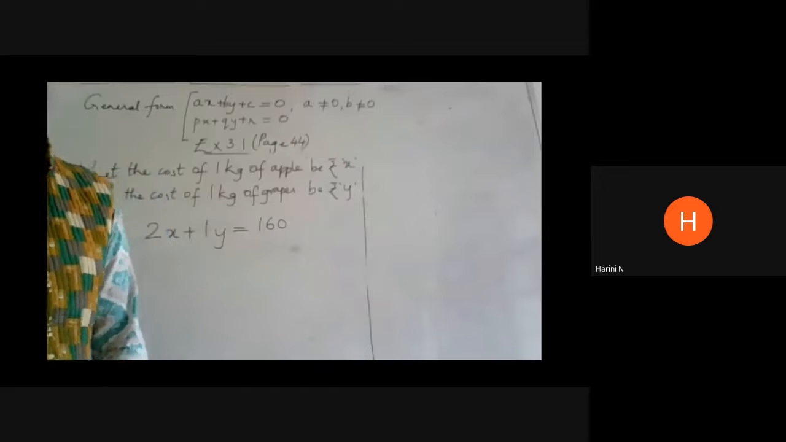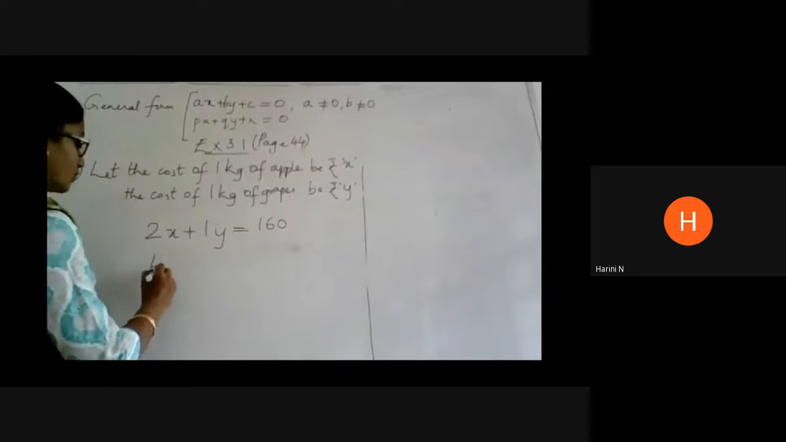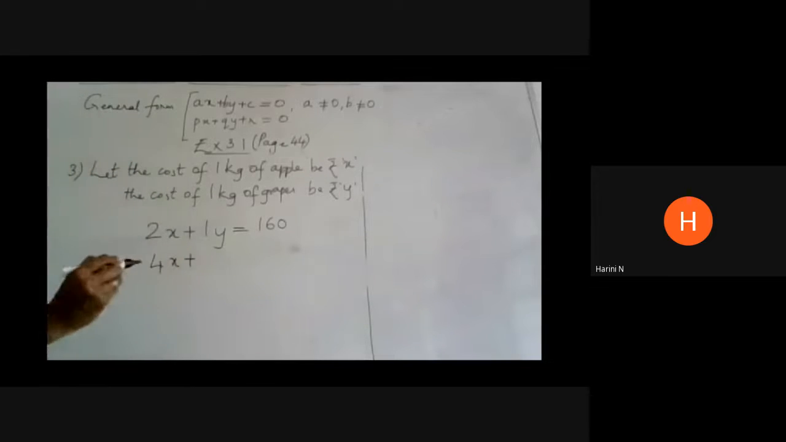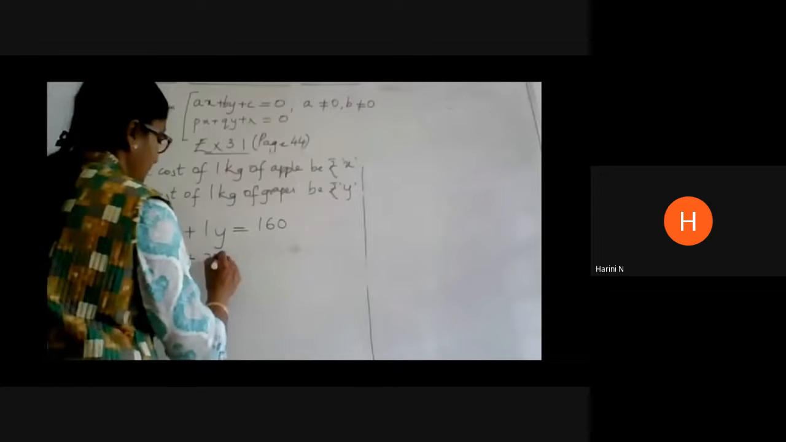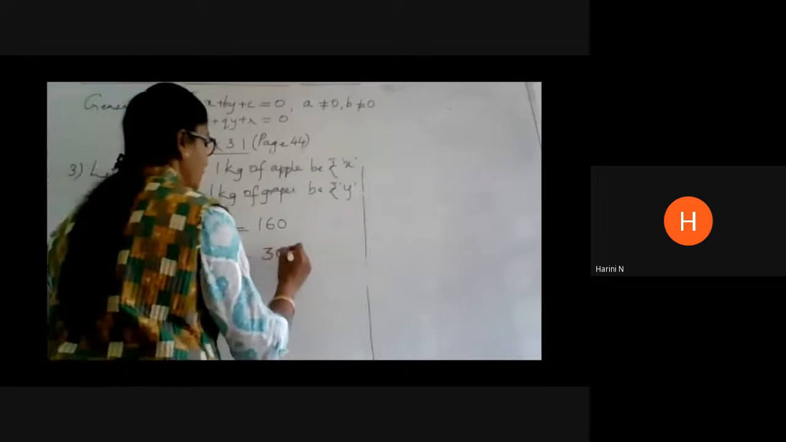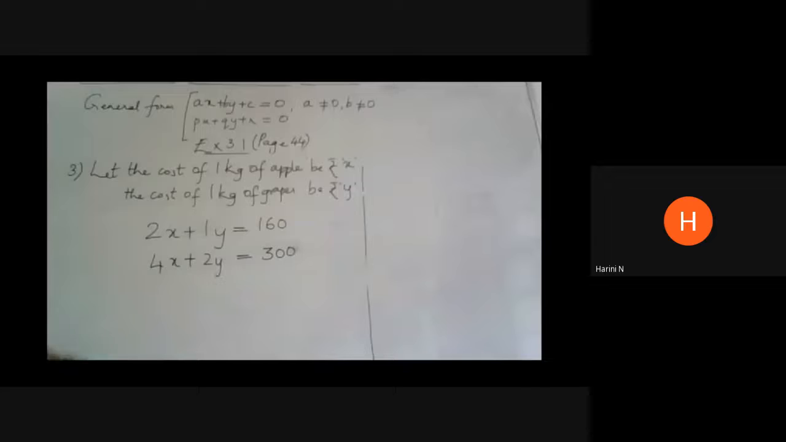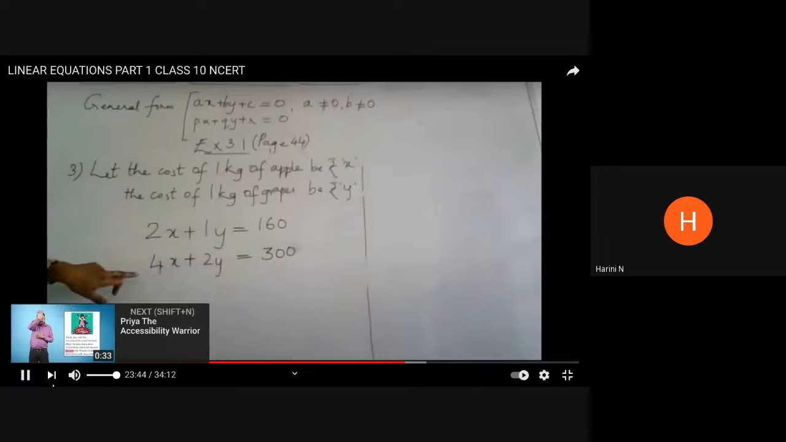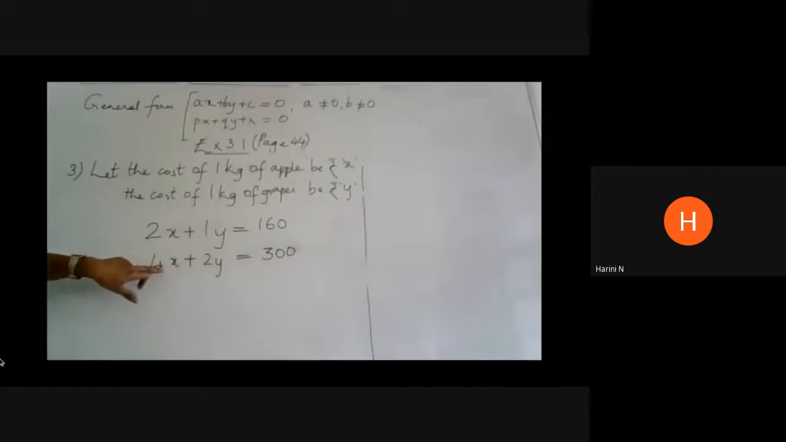But later on, after a month, 4 kgs of apple and 2 kgs of grapes is going to cost totally 300 rupees. So these are the 2 equations that I have. Here also there is a simplification possible. Can you see what is that? There is a common factor between all the 3 terms. What is that? 2.